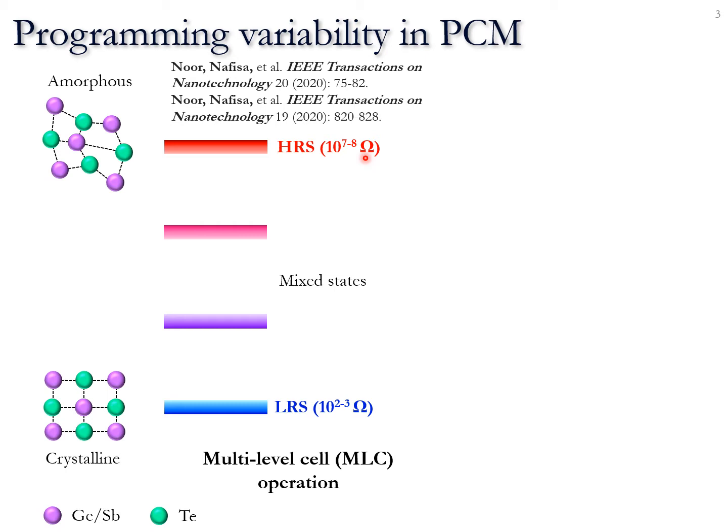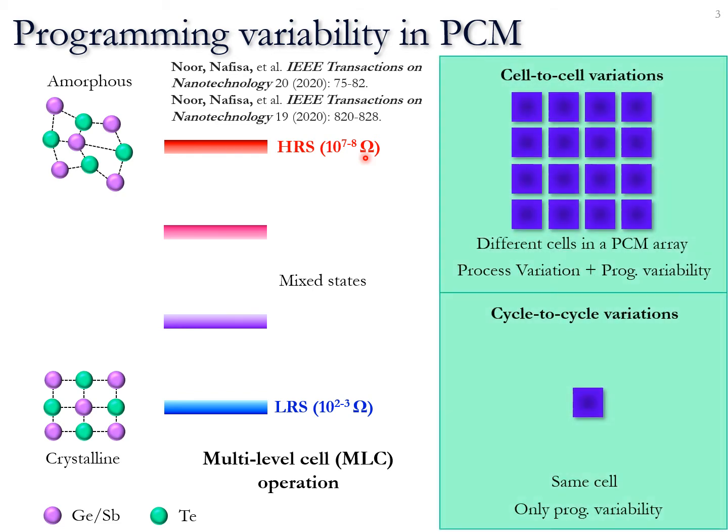Now the problem is that doing these partial set or partial reset operations can be tricky because in this programming there is some variability in the reached programmed state. The obtained programmed state is often different from the target programmed state. So our programmed resistance can be different from the target programmed resistance, and these variations can be obtained from cell to cell.